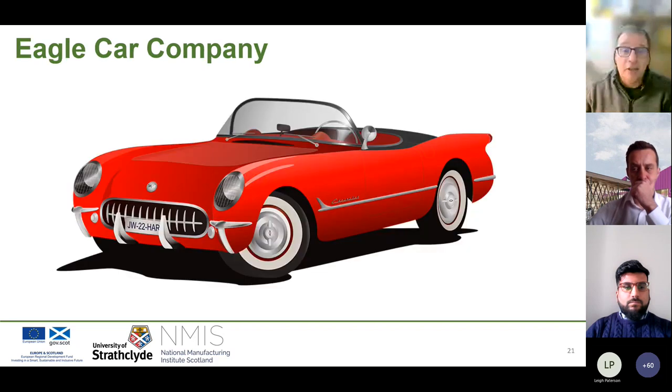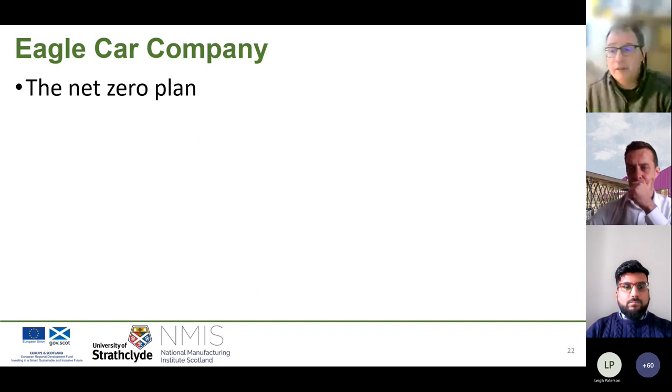Imagine you've got two car companies. The first one is the Eagle Car Company. They build beautiful red cars. Engines are diesel or petrol. You've got two options. But as a company, they realize they need to have a net zero plan. So this is their starting point. We need to have a net zero plan.